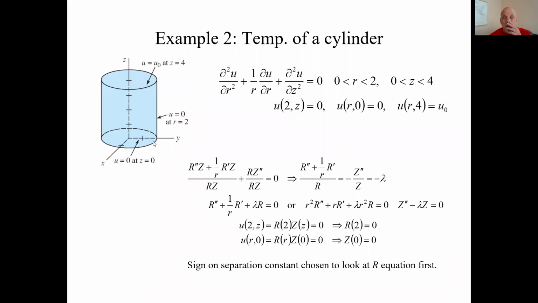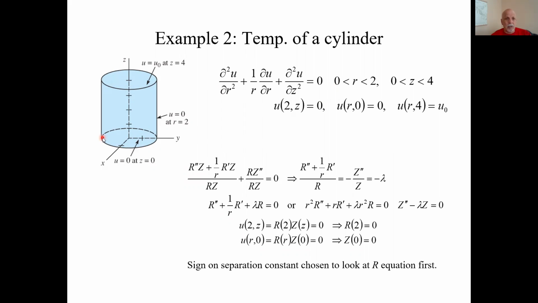I did almost all of this problem in a previous recording. I just want to finish it up here. It was the steady state temperature in a heated cylinder. We assumed radial symmetry so that this was the governing partial differential equation.